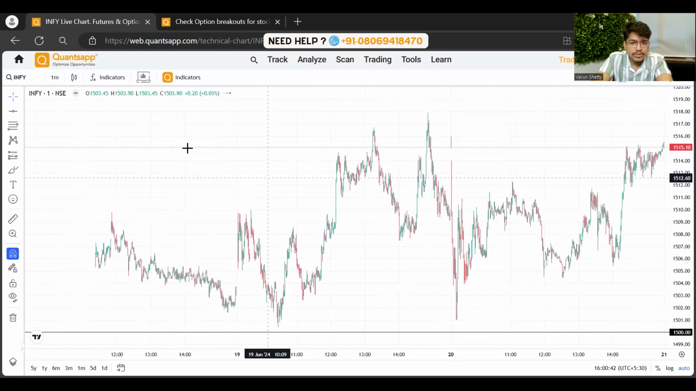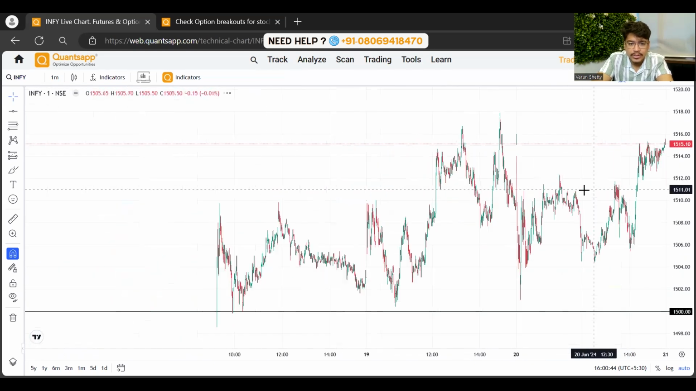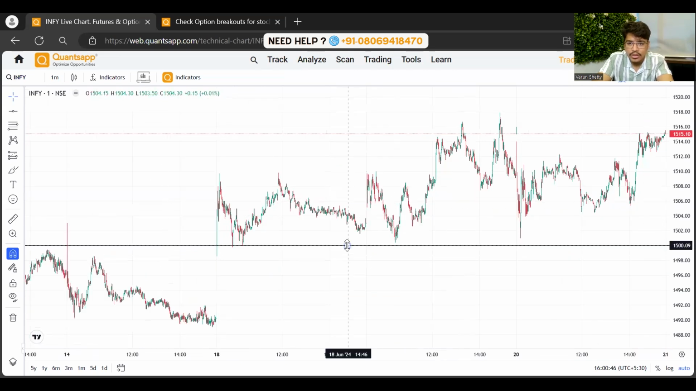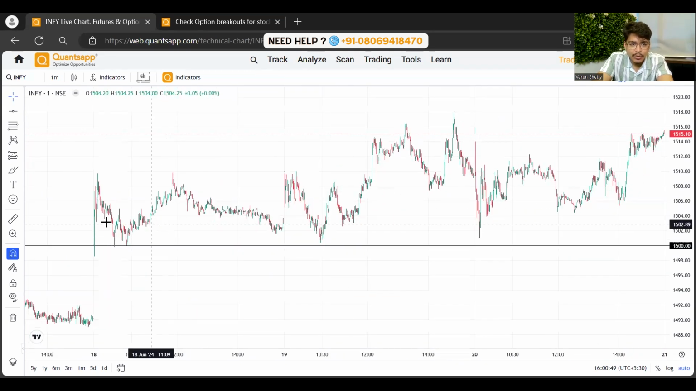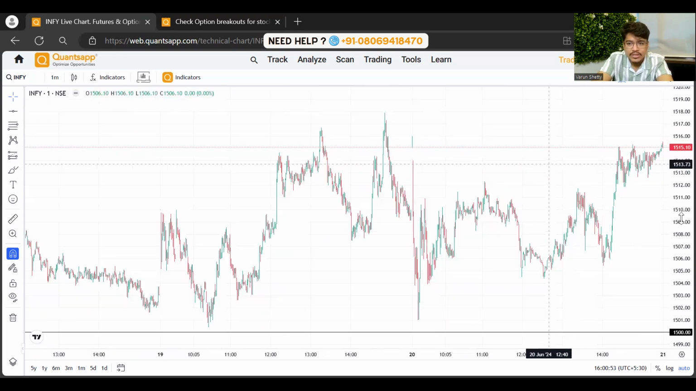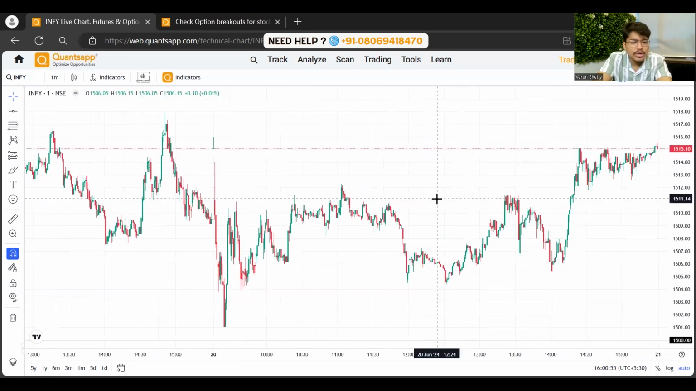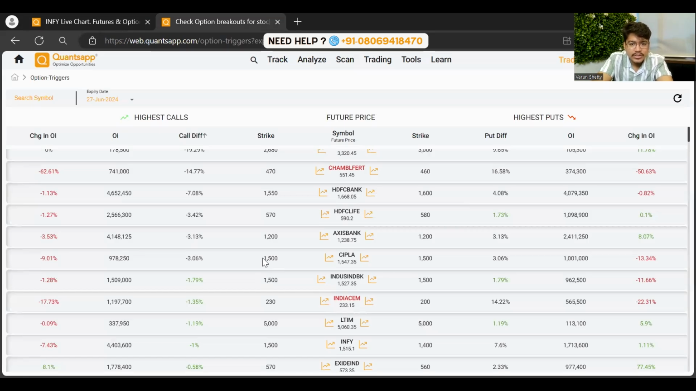All right, so Infosys, if I look closely, Infosys actually has a breakout around here, and it was because of a gap up. So I don't think there was an intraday trade on Infosys. There was no intraday trade on Infosys, so forget Infosys.